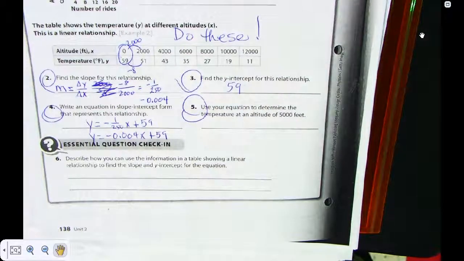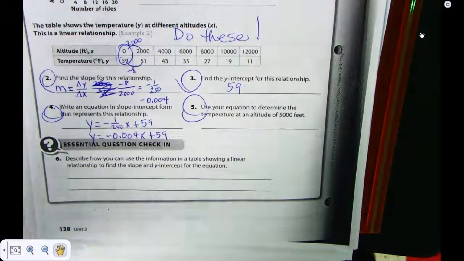Who had 2 right? Raise your hand. Who had number 2 right? Correct. Good. That makes me feel better.